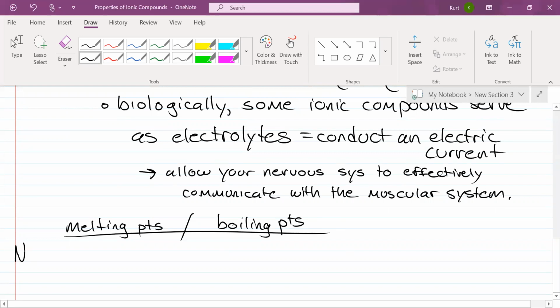Well, for something like table salt, if you wanted to melt that, you would need to get it up to 801 degrees Celsius, which is definitely above 1,000 Fahrenheit. That's pretty hot. And if you actually wanted to make salt boil into a gas, you would have to get it up to 1413 Celsius.